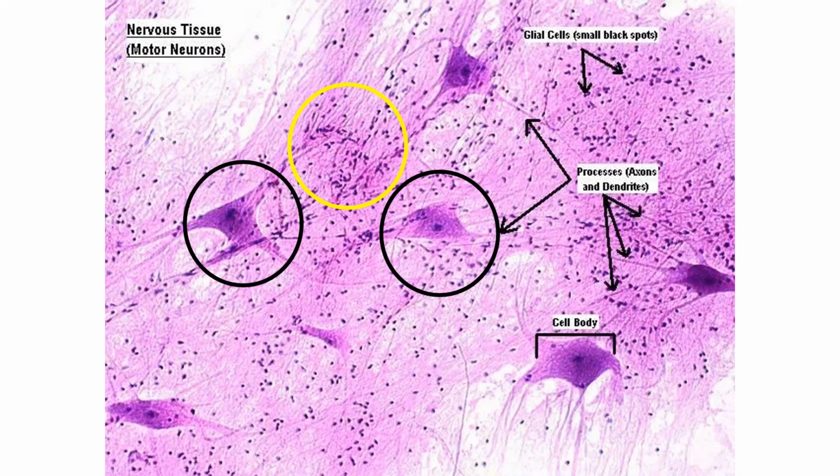And if you compare the size of the neuron to the size of the neuroglia, you can see that the neurons are so many times larger than the connective tissue of the nervous system, which is called the neuroglia cells.